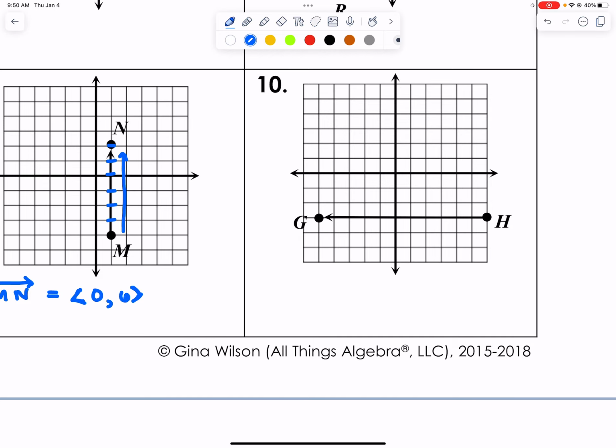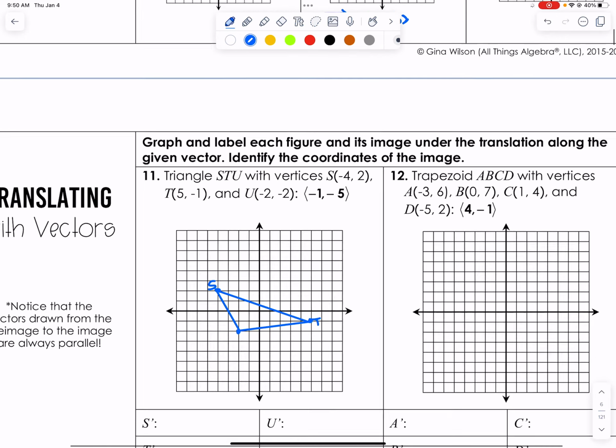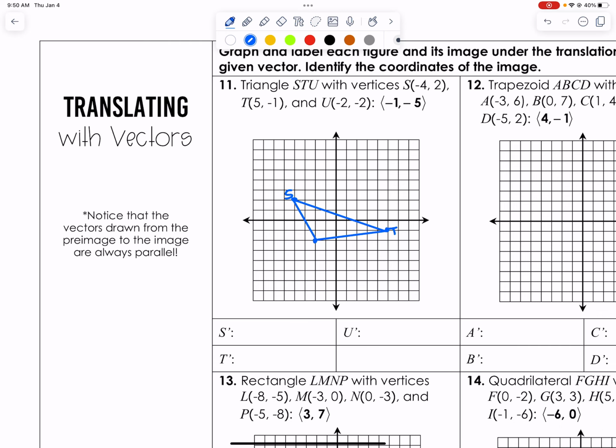Number 10 is very similar. It will be a movement in this one too. I'm not going to give you the answer right away though, so you can go ahead and try it and check your work. Moving on to the next page, let's do an example with question number 11.